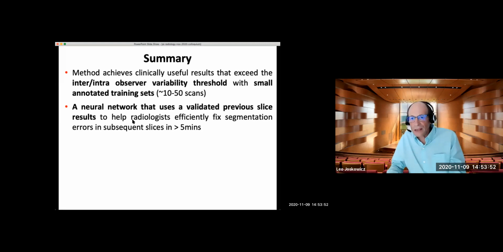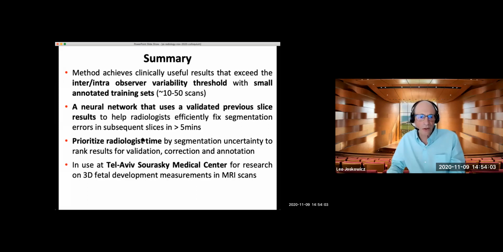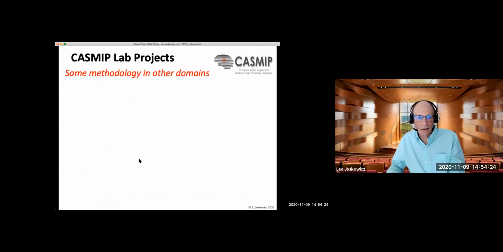I showed you a network that is able to do active learning from the corrections and prioritizes the radiologist's time by estimating the segmentation uncertainty. And this tool is currently in use for research at the Tel Aviv Sourasky Medical Center, who developed this with us. So basically, the message I want you to get is that to do this properly, you really need the radiologist in the loop, and you really need a bootstrapping methodology to create these annotated data sets.